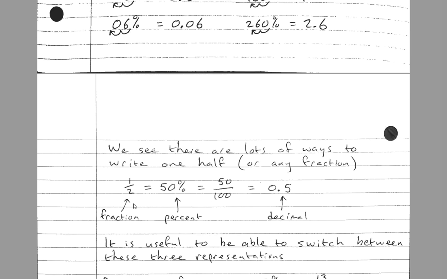All right, so I guess it gets confusing. So just looking at 1/2, for example, here it is as a fraction. As a percent, it's 50%. Again, as a fraction, you could also write it 50 over 100. And as a decimal, it's 0.5.